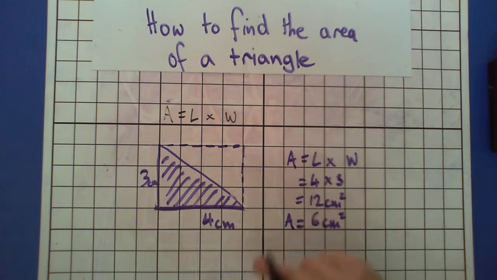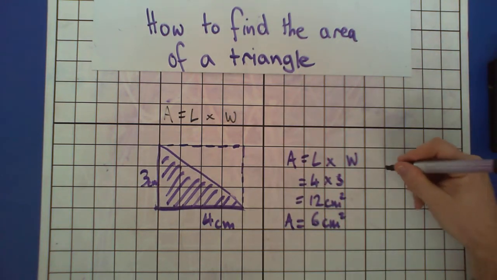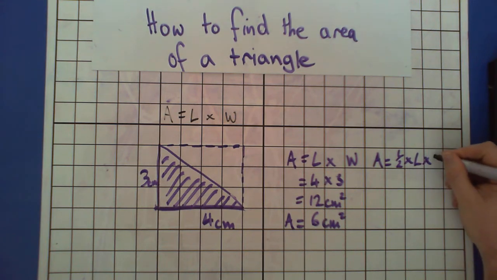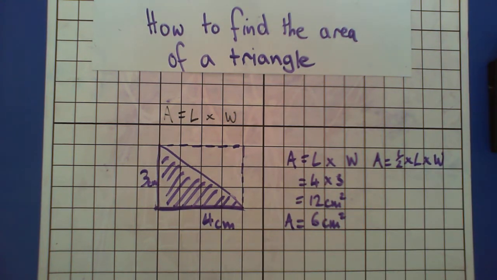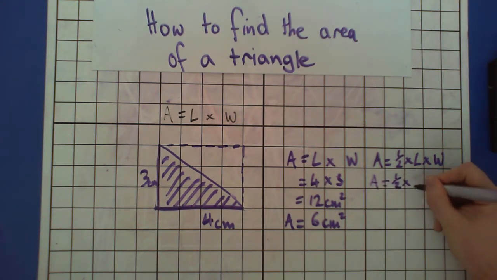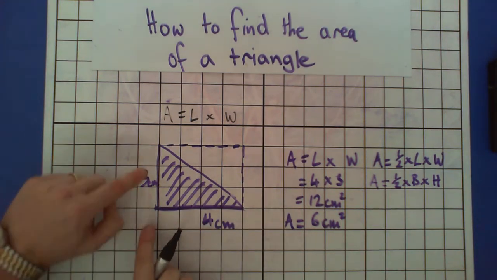So what we can do here is go, well actually, hang on a second, we can write an equation for the area of our triangle by modifying this area of a rectangle. So we can say our area, A, is going to equal a half times our length times our width. Now for a triangle, we actually talk slightly different languages. Instead of length and width, you'll often hear the term base and height. So area can equal a half times the base of our triangle times the height of our triangle. So we call this one our base, this one our height.